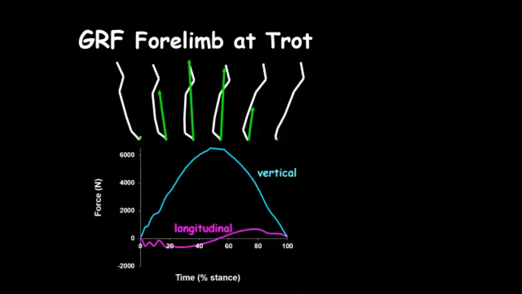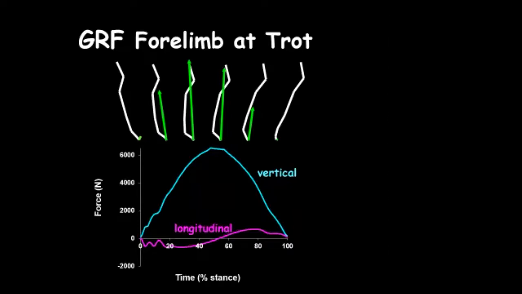Now, what I'm showing on this diagram is a graph of the vertical in blue and the longitudinal in pink ground reaction forces throughout one complete stance phase. So time 0 here represents contact of the hoof with the ground, and time 100, that's the end of the stance phase, that's when the hoof leaves the ground and goes off into the next swing phase.